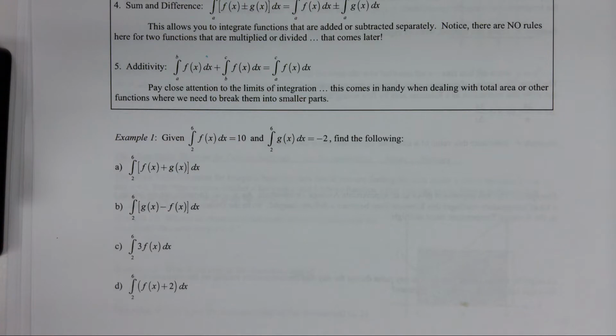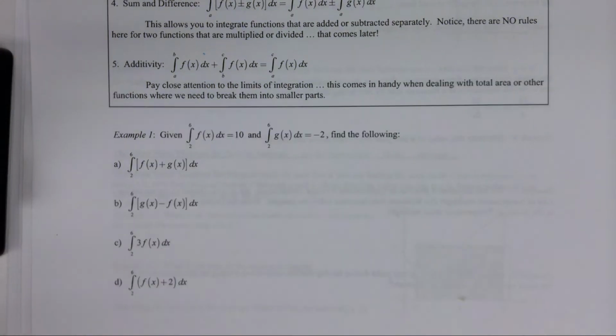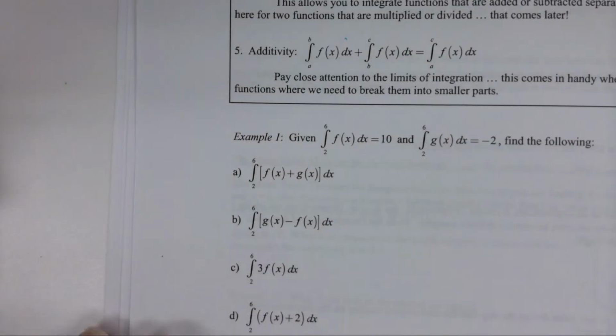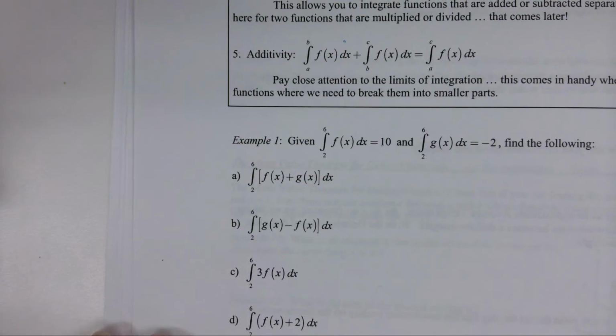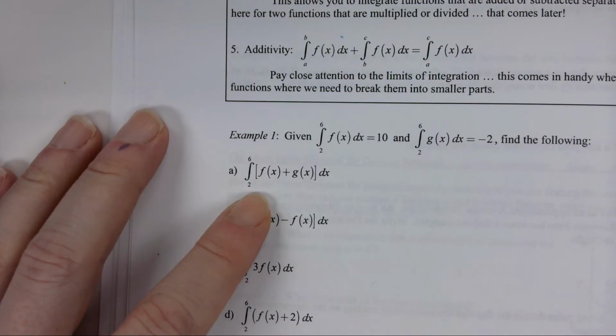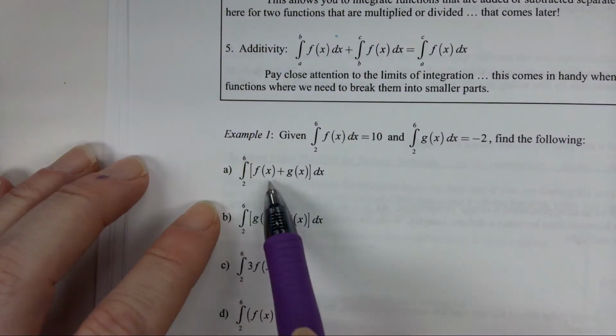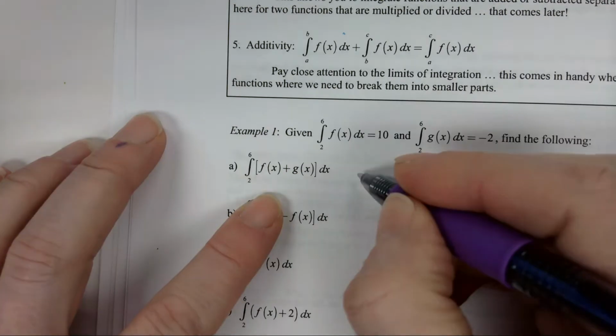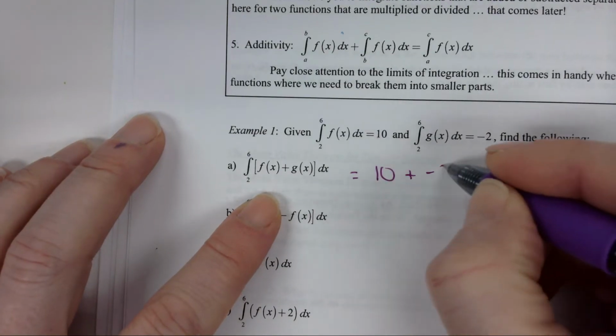Letter A, example 1. I give you some information in the problem. What do you think that is? What rule am I using here? Sum and difference. I can just add the integral from 2 to 6 of f of x plus the integral from 2 to 6 of g of x. Am I given both of those integrals? You are. So what would it be? 10 plus negative 2, or 8?